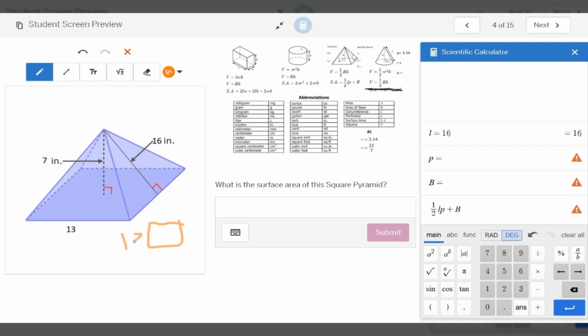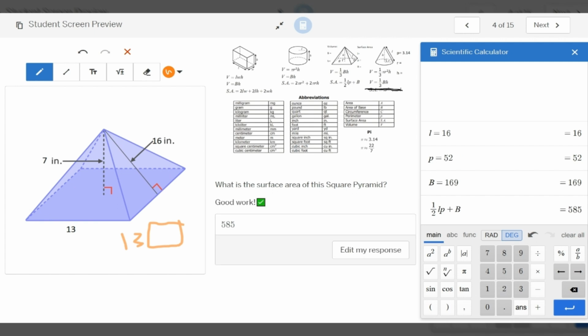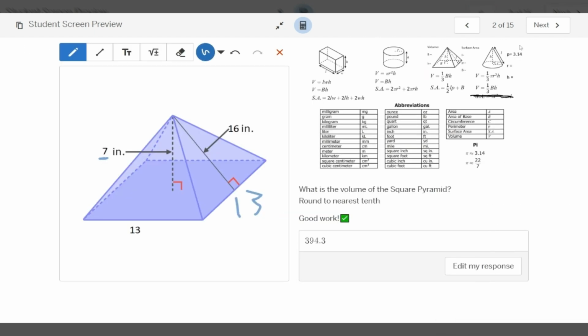So we want to add up 13 4 times. 13 plus 13 plus 13 plus 13. We get 52. And then our square base again is just 13 times 13, which we just did, which was 169. So our surface area, that area around, again, is 585. So if we were to cover this shape, our surface areas are around. Volume, that means we're filling up on the inside.